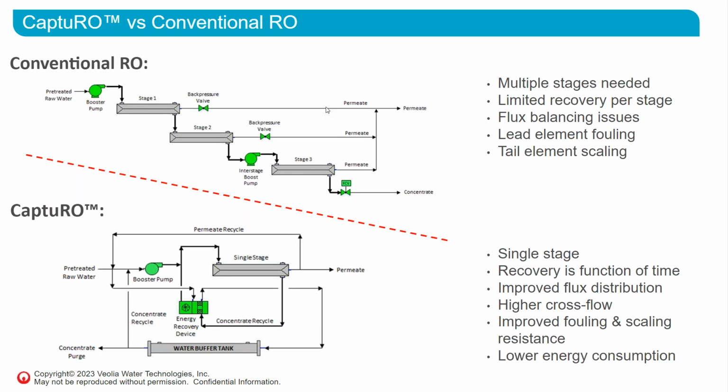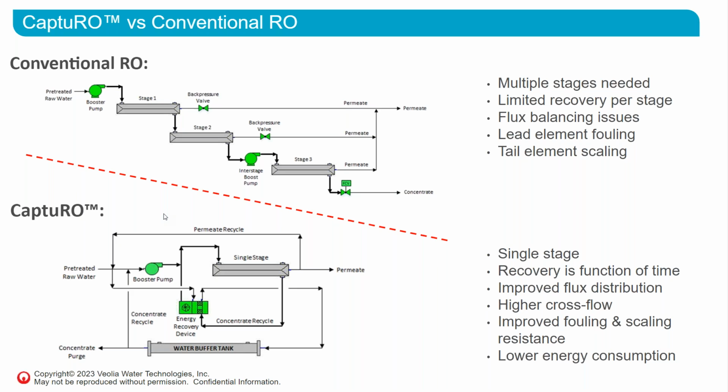So using multiple RO stages, flux balancing can be a challenge. Otherwise, you get too high of a flow out of your first stage and not enough flow out of your final stage. Without adequate flux balancing, the lead elements in the first stage are typically overfluxed, leading to lead element fouling, whereas the tail elements in the final stage have inadequate concentrate flow, leading to concentration polarization and tail element scaling. Thus, permeate back pressure valves and an interstage boost pump are typically needed for conventional continuous RO systems, as shown in this top schematic.